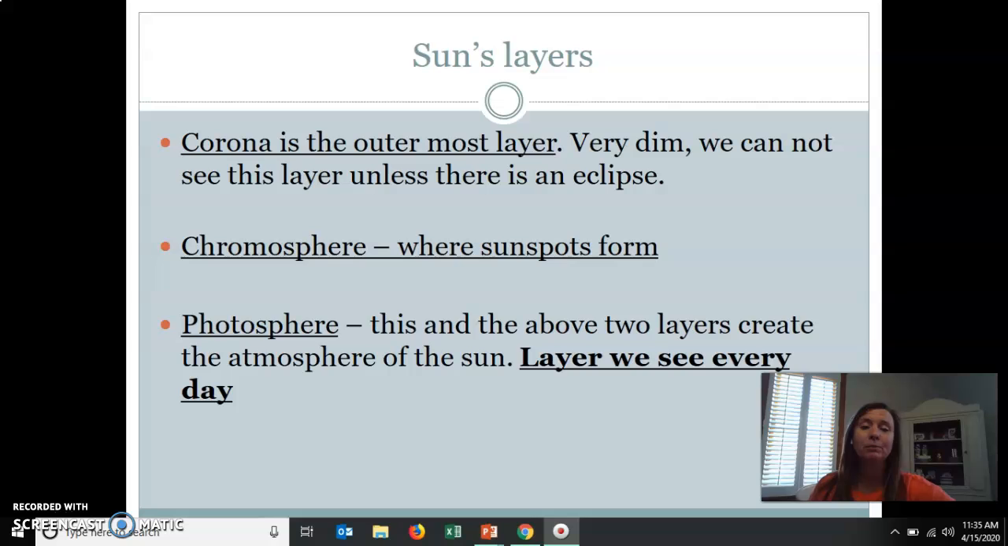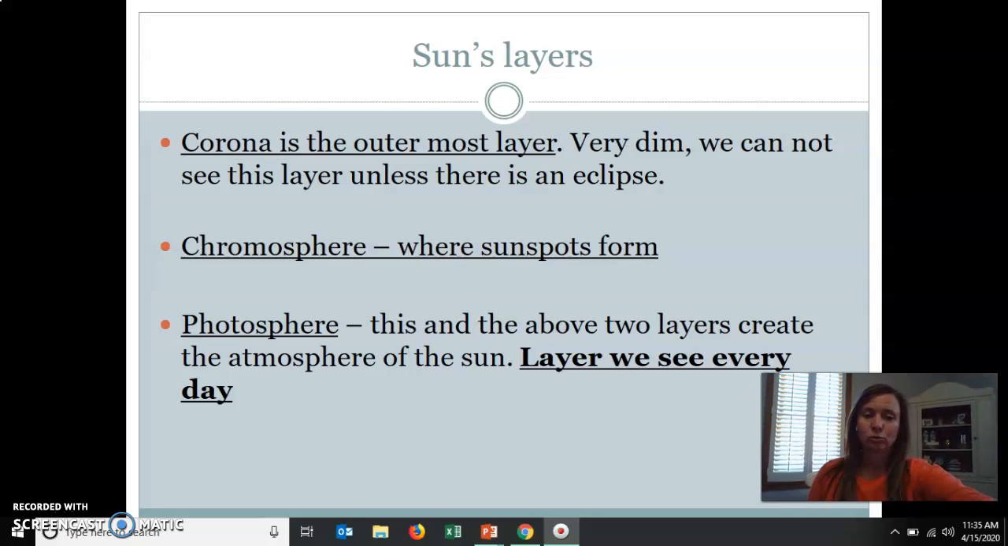I want to talk a little bit more about those different layers of the sun with its zones and also its atmosphere, and then really focus in on that core, where all of the energy is created that radiates all the way out through the different layers and zones of the sun.